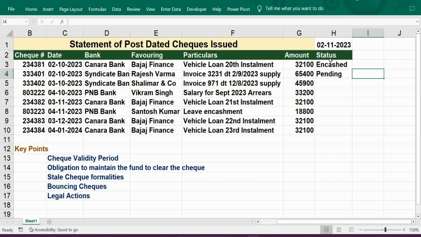We have to interact with the party to find out whether the check is presented in the bank. Based on that, we have to keep the fund in the bank. This is the main task for preparation of a post-dated check statement.